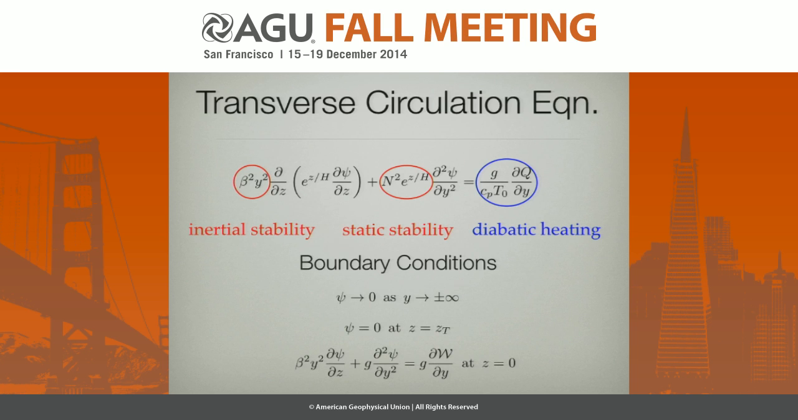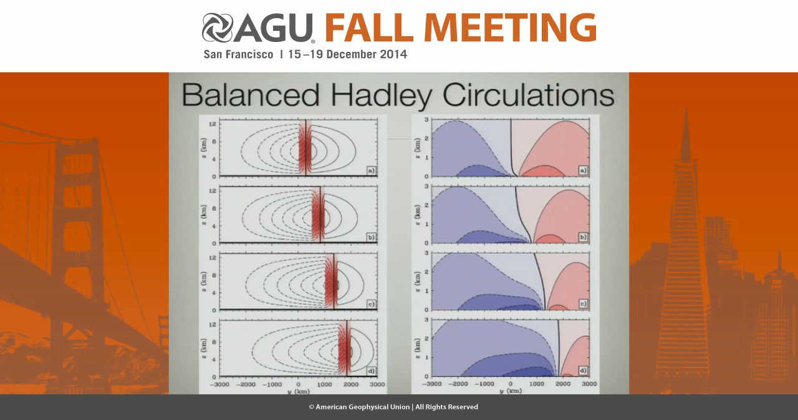The boundary conditions are pretty straightforward for equatorial beta plane dynamics. The stream function goes to 0 as you go away from the equator, and the stream function is also 0 at the top of the fluid layer. At the bottom, this is a model for the inviscid interior, so it doesn't include boundary layer dynamics. So z equals 0 is the top of the boundary layer, and that's why it looks a little complicated, but it basically allows you to prescribe a vertical velocity at the top of the boundary layer. That's the Ekman pumping that we're going to prescribe, and you get the shallow Hadley circulation out of that.